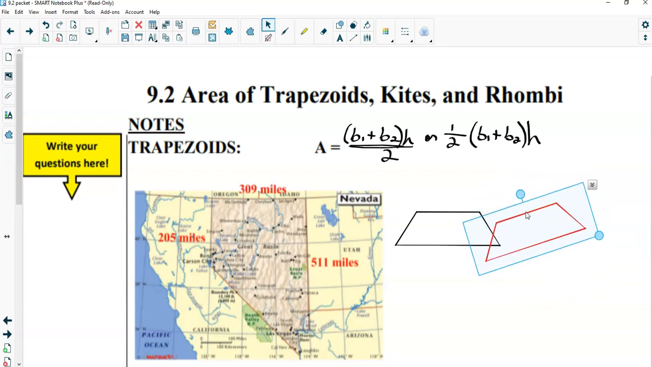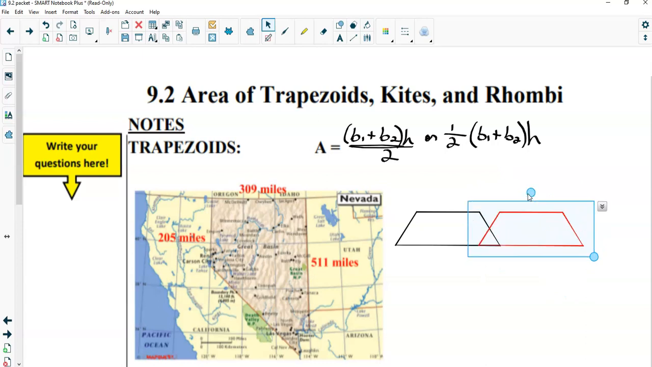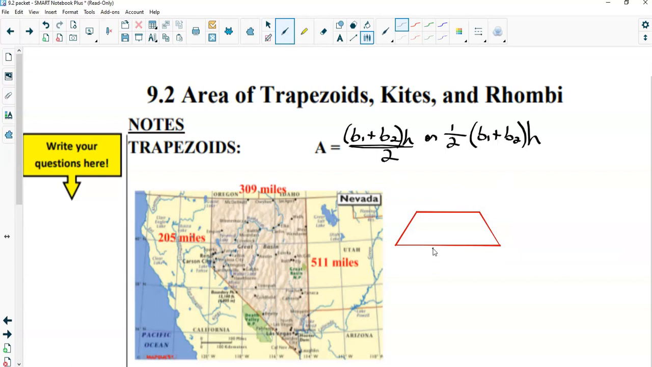All right, so let's take a look at this one right here. Let me make sure I put this for you so you could identify the parts. Okay, so here is your base 1, here is your base 2. So you add the two bases, multiply times the height. The height is perpendicular to the bases. Remember that. It's always perpendicular to the bases. And what you want to do is take that, that's your height, and then you divide that by 2. Okay?